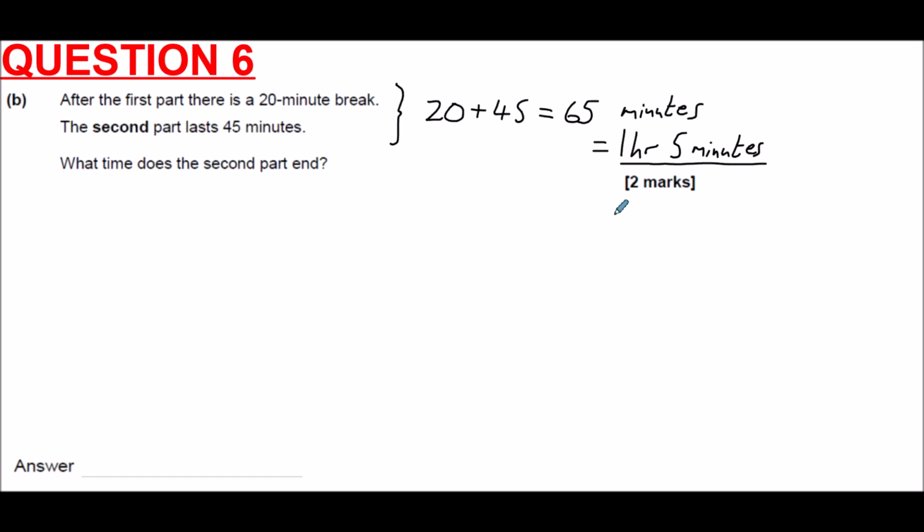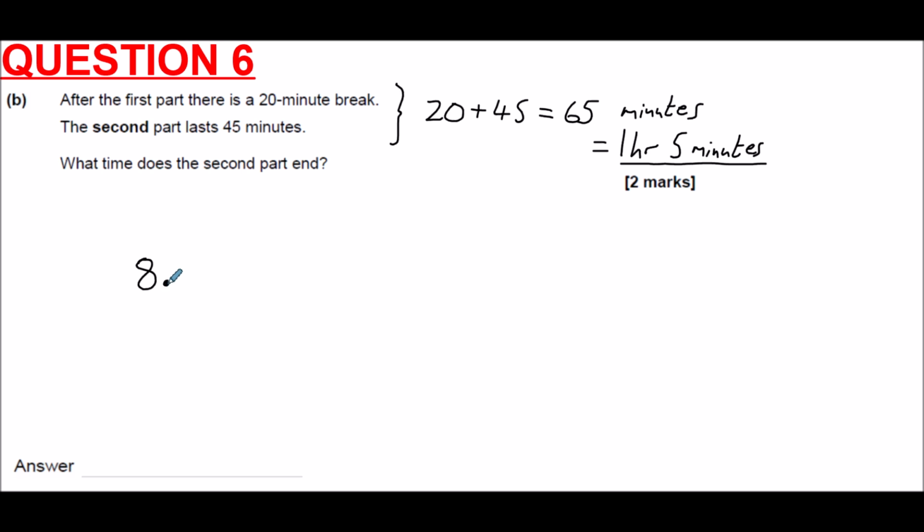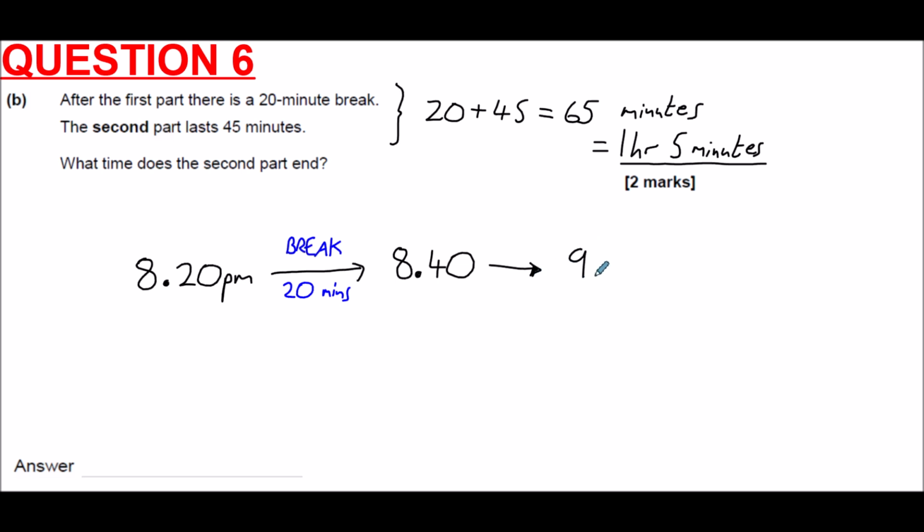And so if we just remind ourselves from part A, the first part ended at 8:20. So if the first part ended at 8:20, we now need to be thinking about when the second part ends. You could do it piece by piece if you wanted to, so you could think of it as the break. The break's 20 minutes. 8:20 plus 20, it'd be 8:40. And then from 8:40, another 45 minutes, that'll take you to 9:25 p.m.